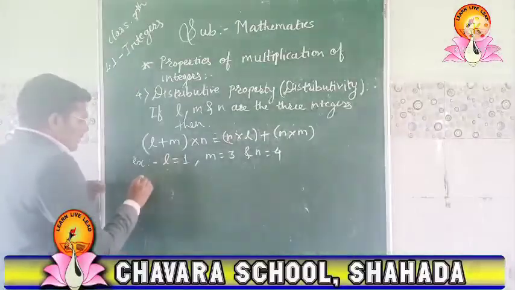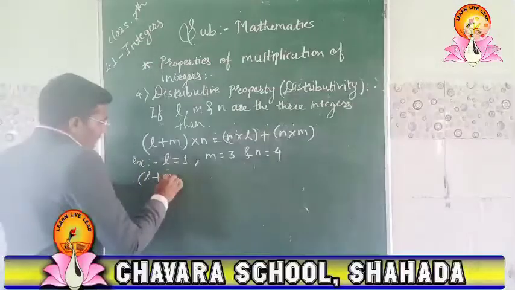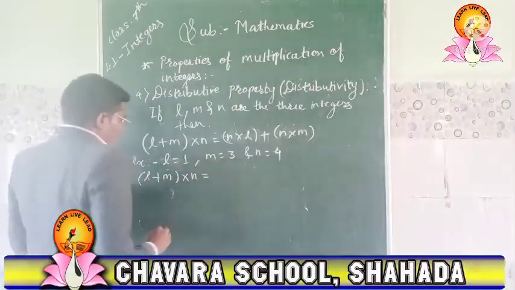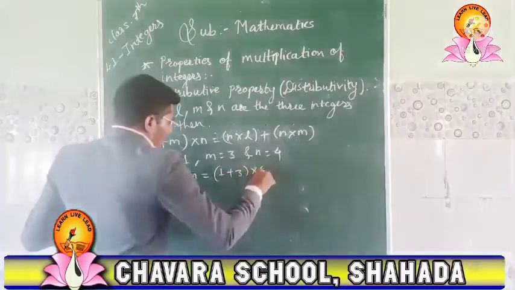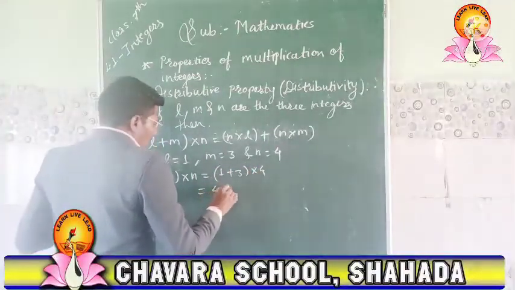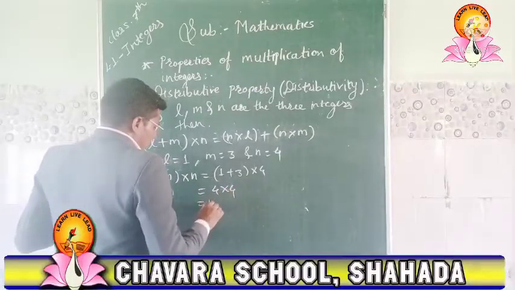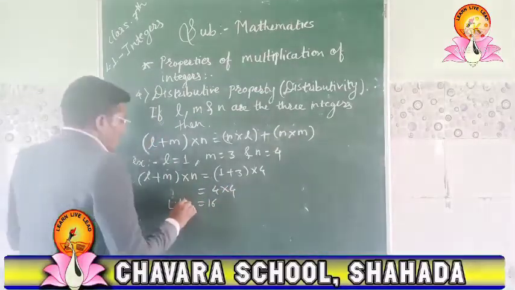So the LHS of the equation is what? L plus M multiplied by N. Putting the values, it will be equal to 1 plus 3 multiplied by 4, and 1 plus 3 is 4, multiplied by 4. 4 4s are 16. This is the LHS of the equation.